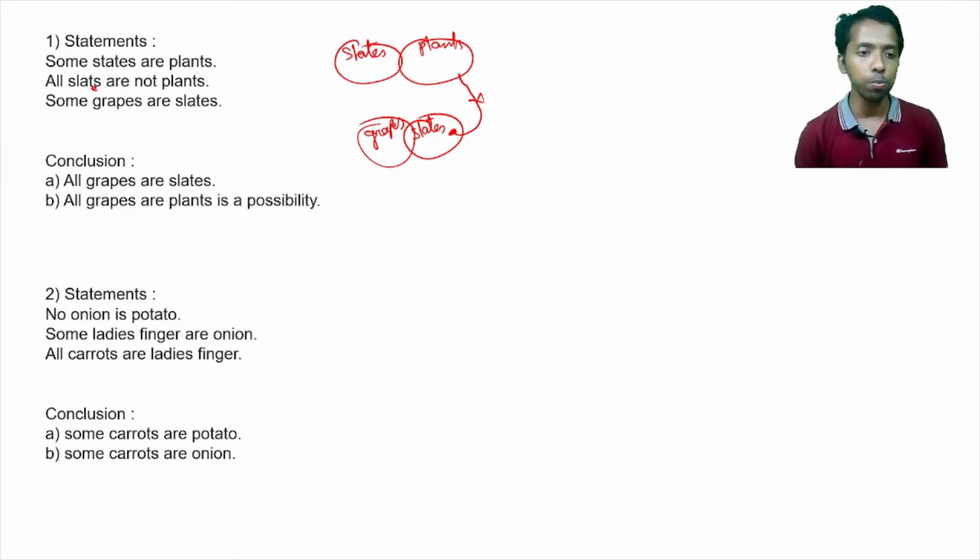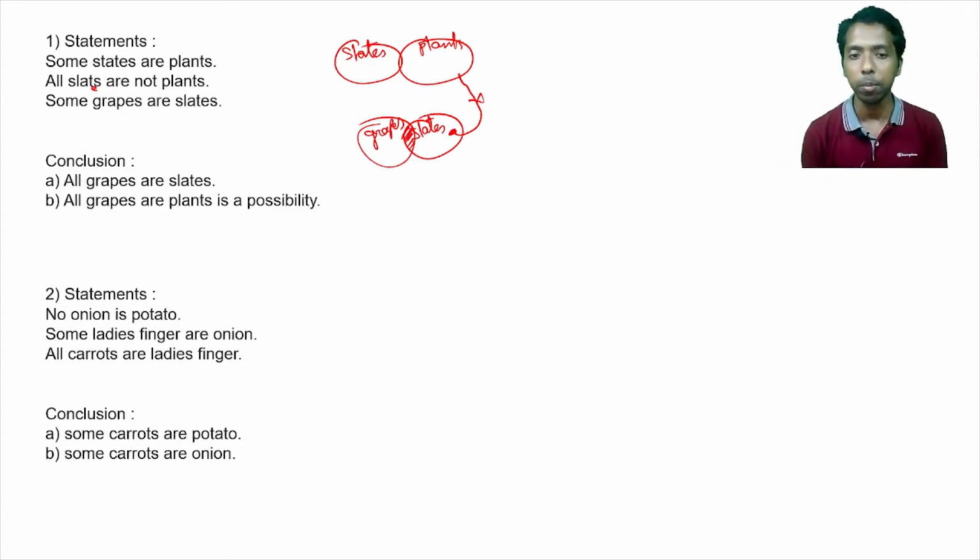Now moving to understand the conclusions. First one, all grapes are slates. Based on the statements given and the diagram we just drew, some grapes are slates. This is true. This is the common region between grapes and slate. Now, all grapes are slate is a possibility. If it says like this, then we can conclude this conclusion is correct, but this is saying about the definite condition. That means all grapes are slate, but this is not correct here. Some grapes are slate, this is correct.